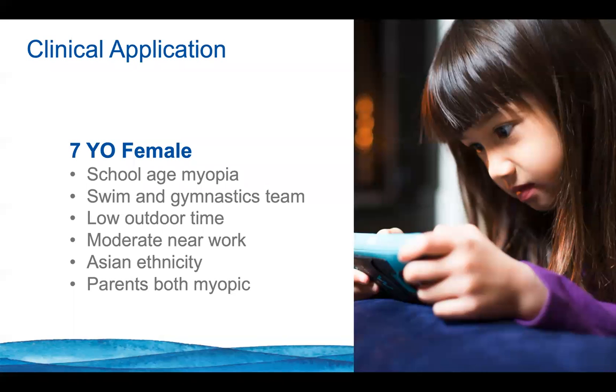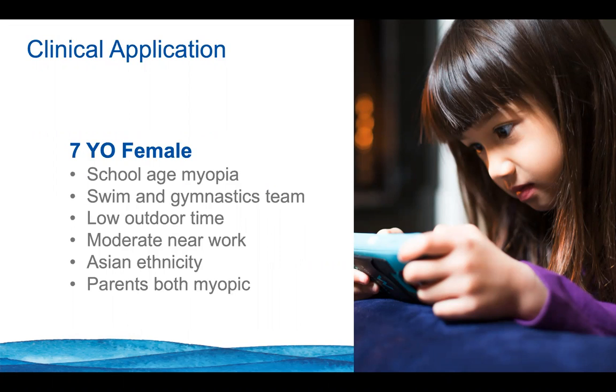So let's go through a patient case. We have a 7-year-old female who was diagnosed with myopia the year prior, but her vision wasn't that poor, and this year her vision has progressed some more. Her activities include being on the swim team and the gymnastics team. She doesn't spend that much time outdoors, but she does perform a fair amount of moderate near work.